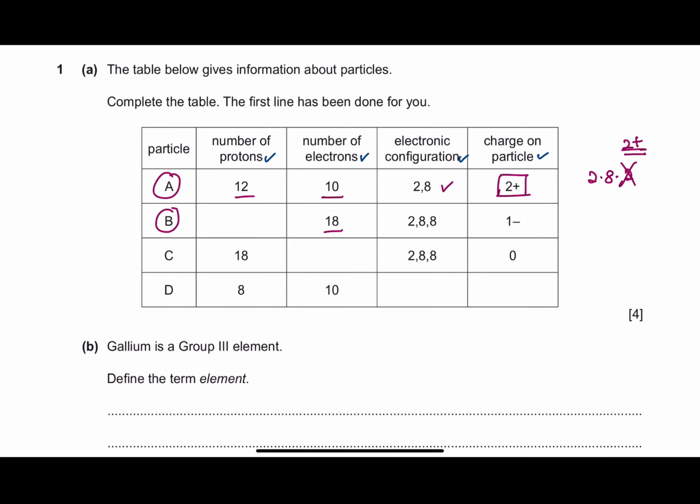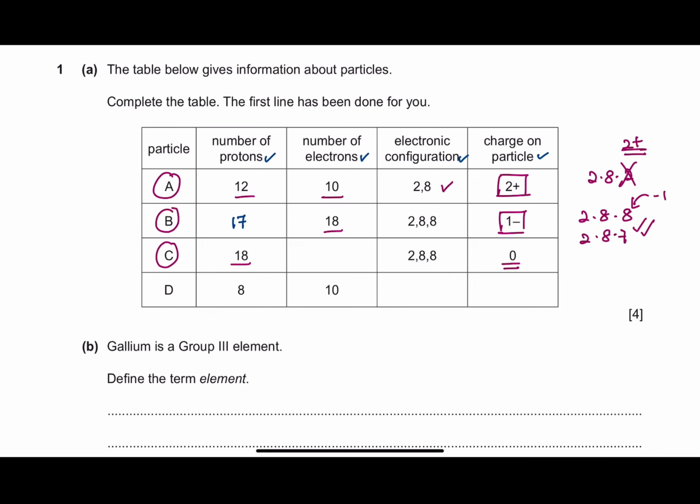Now for particle B, if you can see, it has a number of electrons of 2.8.8, and it says that it has received an electron in order to achieve stability, which means that previously this atom had an electron configuration of 2.8.7, which means that it has 17 protons. Now for particle C, previously it had 18 protons and it has 0 charge.